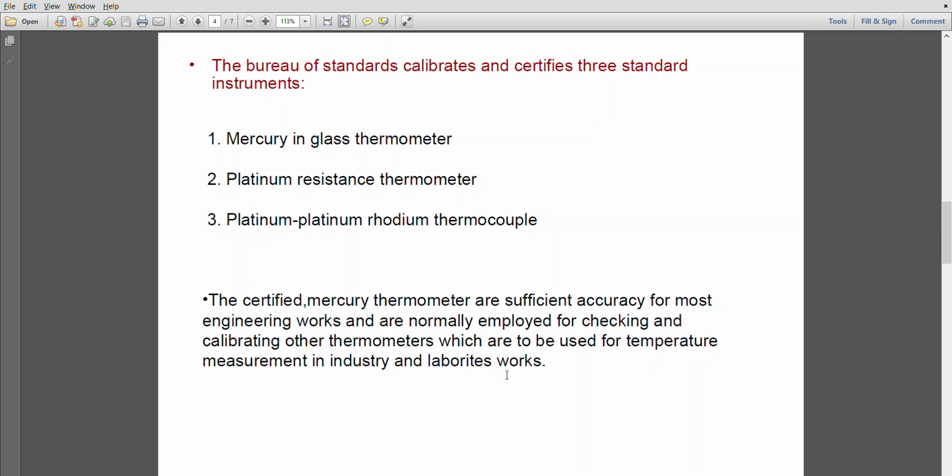One of the Bureau of Standards in Chennai is in Taramani, NML, the National Metallurgical Laboratory. It checks and calibrates the manufactured thermocouples and RTDs against 3 of these: mercury in glass thermometer, platinum resistance thermometer, platinum rhodium thermocouple. The certified mercury thermometers are of sufficient accuracy for most engineering works and are normally employed for checking and calibrating other thermometers, which are to be used for temperature measurement in industries and laboratory works.